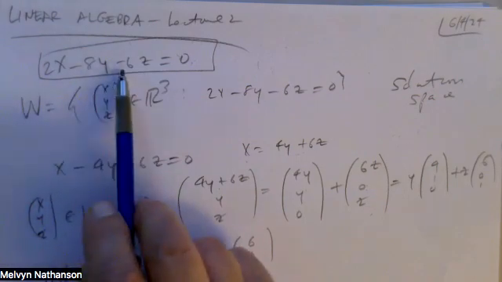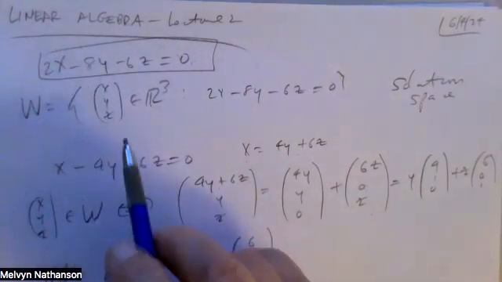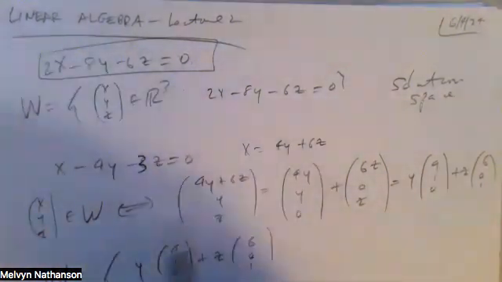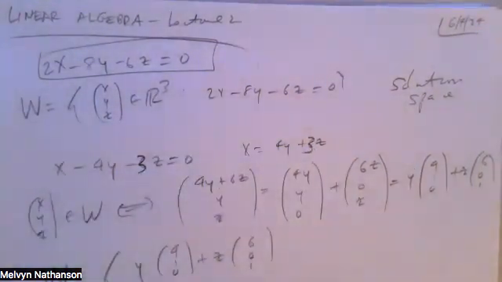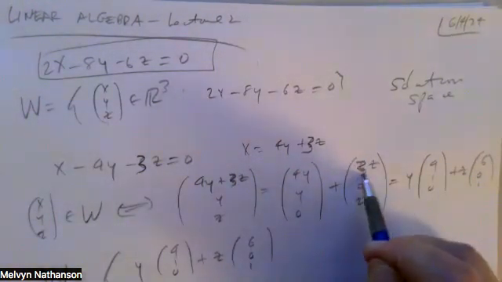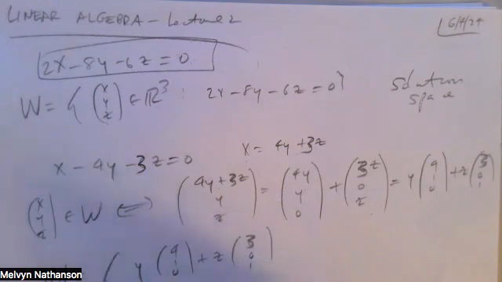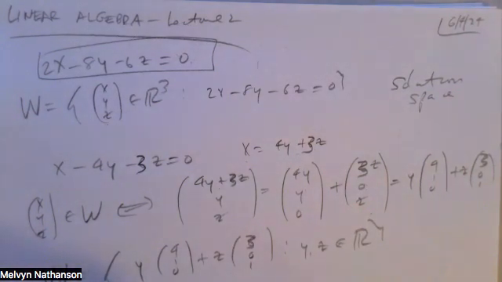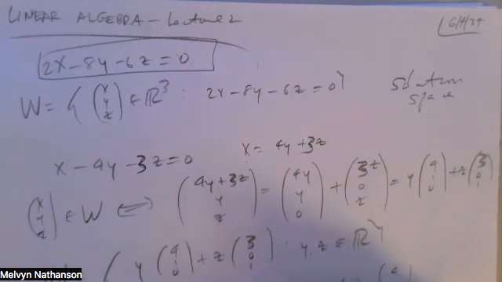Oh, sorry, I made a mistake. If I divide by 2, I get x minus 4y minus 3z equals 0. So x is 4y plus 3z. That's a 3. For any y and z real numbers. So this is the subspace of R3 generated by or spanned by the vectors 4, 1, 0 and 3, 0, 1.